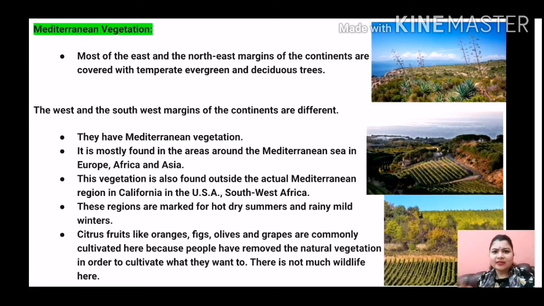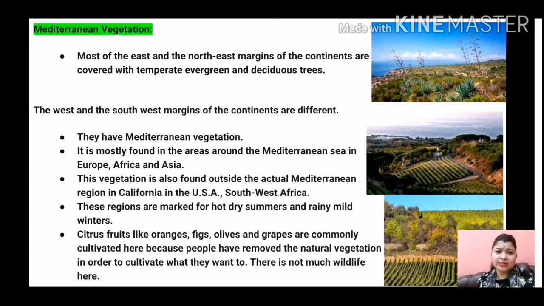Now, after this, Mediterranean vegetation. This is very easy. Most of the east and northeast margins of the continents are covered with temperate evergreen and deciduous forests. You all know only. Now, here comes the Mediterranean vegetation. The west and southwest margins of the continents are different, and the difference is that they have Mediterranean vegetation.